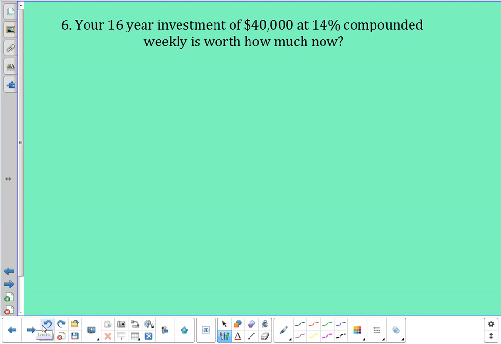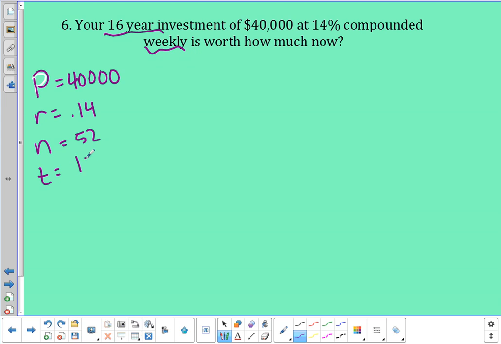Your 16-year investment of $40,000 at 14% compounded weekly. So 14% compounded weekly is worth how much now? So let's take a look at our variables. My principal is $40,000. That's my starting amount. My interest rate, 14%, that's 0.14 if I move it back 2 places. My N, compounded weekly, means my N is 52. And the time, 16-year investment, so 16.